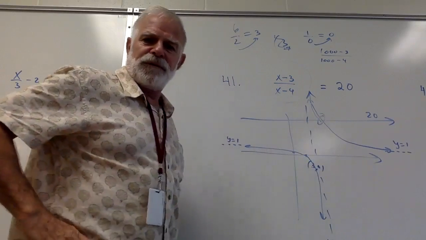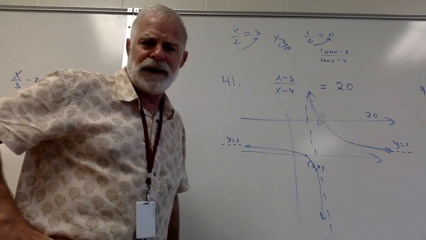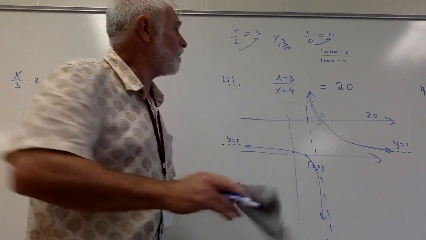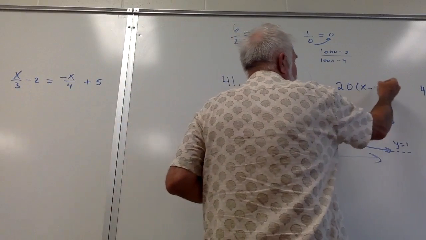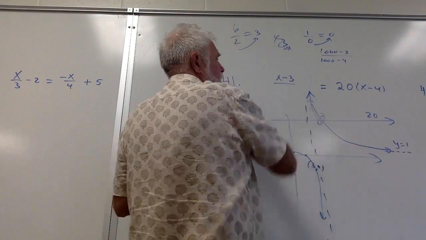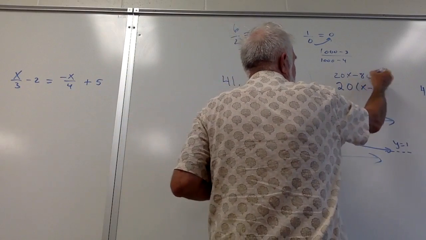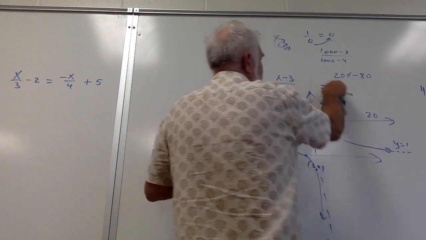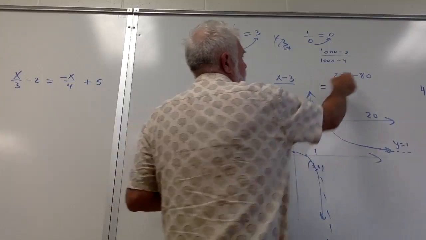Okay, so I'm looking for a number a little bit bigger than 4. I don't know how good my drawing is here. All right, I'm going to guess 7. Let's solve it and find out. Oh, I'm going to multiply. I'm going to move it. Oh, that's 20x minus 80. Oh, I'm going to bring my x that way. That's 19x. I'm going to bring my 80 this way.